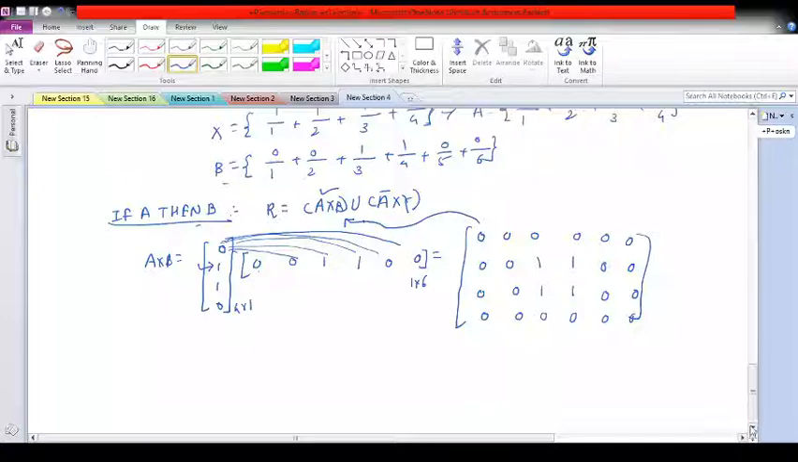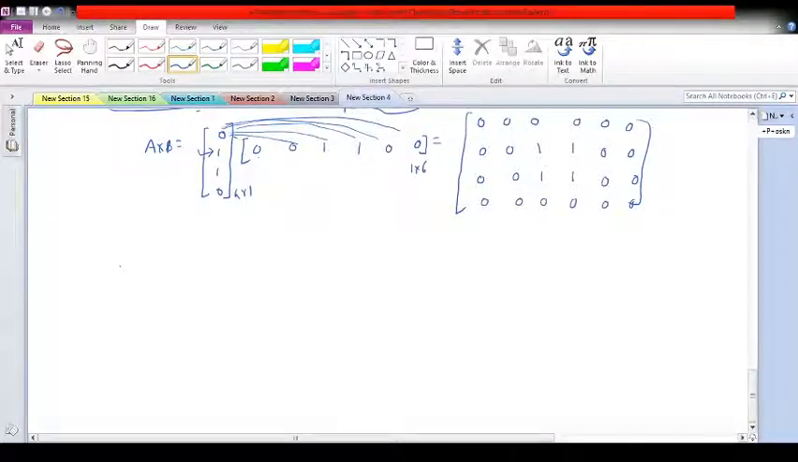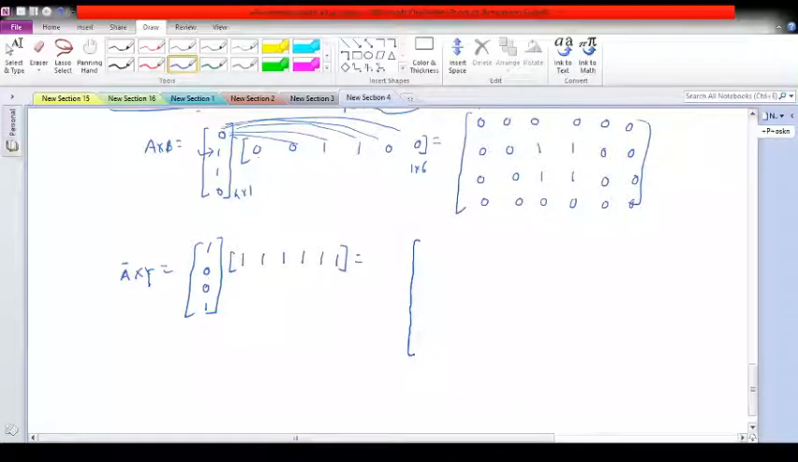Now let us obtain A bar coupled with Y. Okay, so A we already know, that is 0 1 1 0. So now let me obtain A bar coupled with Y. A bar will be 1 0 0 1, and what will be Y? Y will be the presence of all the elements. It means it will be 1 1, how many times? 6 times, 1 2 3 4 5 6, because the universal set has been given as 6 elements. So now let us compute. It will be 1 1 1 1 1 1.